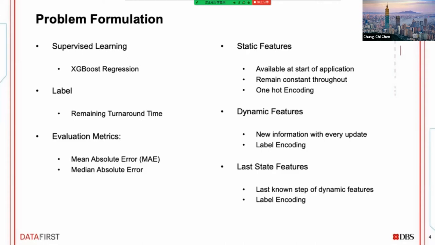Dynamic features are information added or generated throughout the application process. For example, this includes the step description, whether the application is at the credit, fraud, or operations department, and the time duration at each of these departments, and so on. Post-processing, the dynamic features are label encoded and there are about 700 dynamic features. For last step features, these are basically the last known step of the dynamic features, and these are also label encoded.